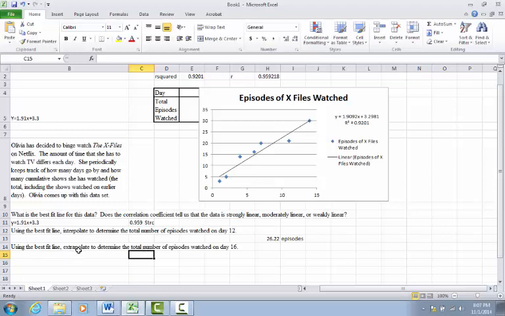Using the best fit line, extrapolate to determine the total number of episodes watched on day 16. Extrapolate means find a data value past the values that are given. Again, I can use Excel to perform the calculation for me.